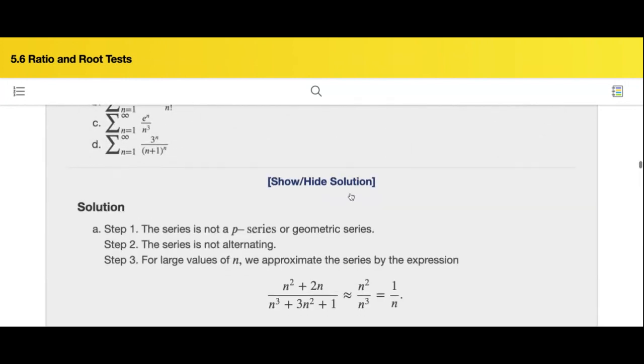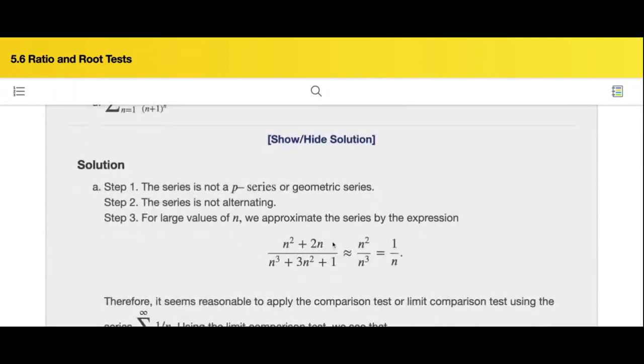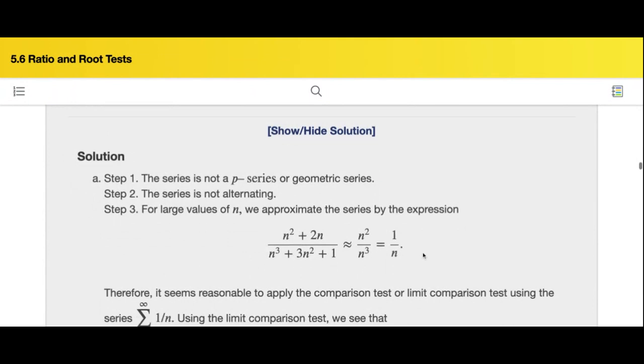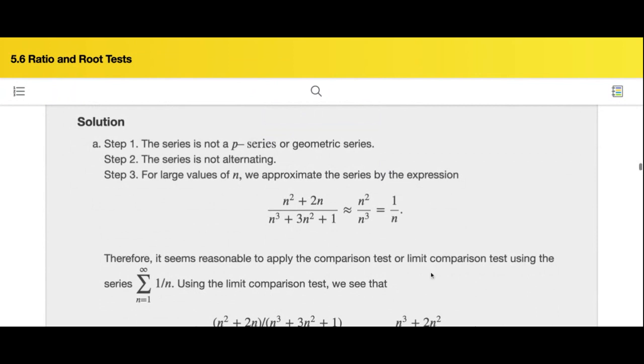Okay, let's see this. So A, the series is not a P-series, not a geometric series, not a harmonic series. So the series is not alternating. And for large values of n, the limit of the nth term just equals 1 over n, which goes to 0. So it seems like we like to apply the comparison test or limit comparison test by comparing with whom? Because it's 1 over n, when we take a limit of it, we get 1 over n. So we want to compare with 1 over n.